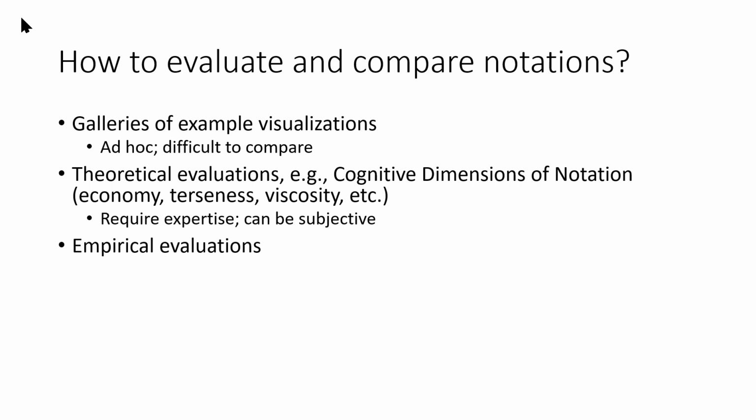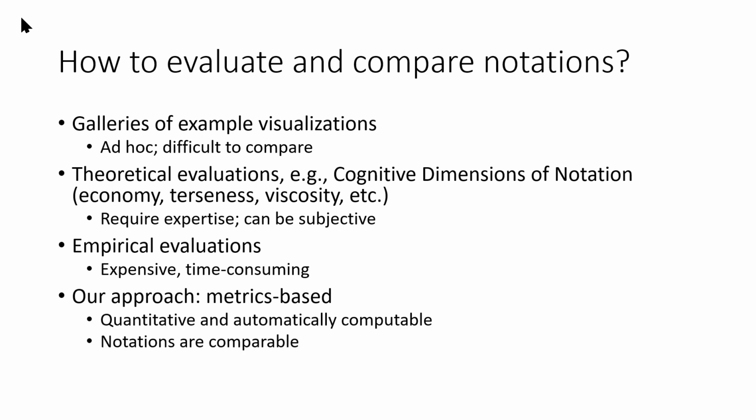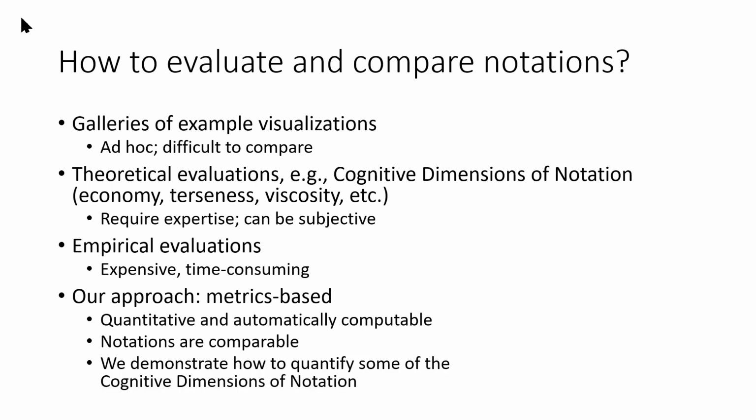We could perform an empirical evaluation where we ask participants to implement charts using different notations, but that takes time and it's costly. So we propose a new method where we have metrics that can be computed algorithmically, and they allow us to compare notations objectively. And some of the metrics that we propose capture some of the ideas in the cognitive dimensions of notation.